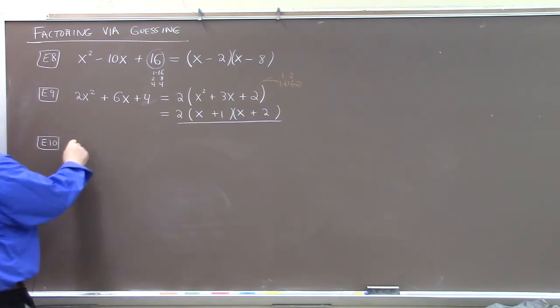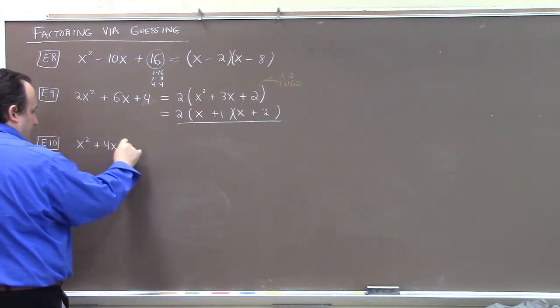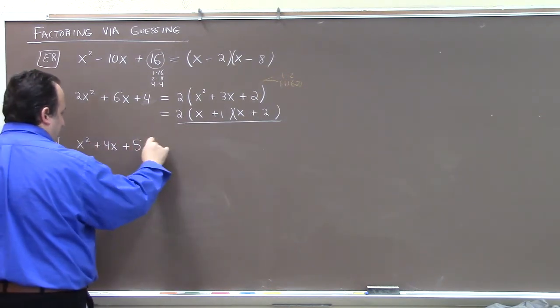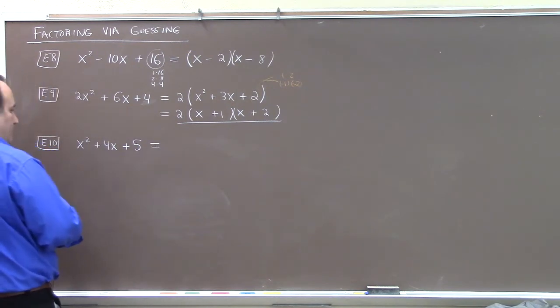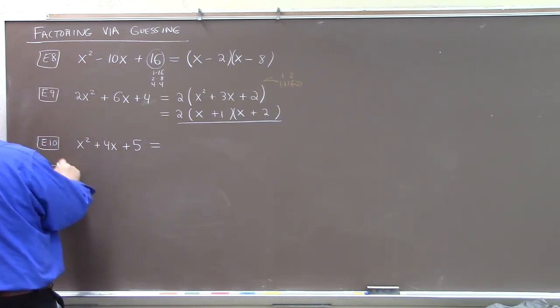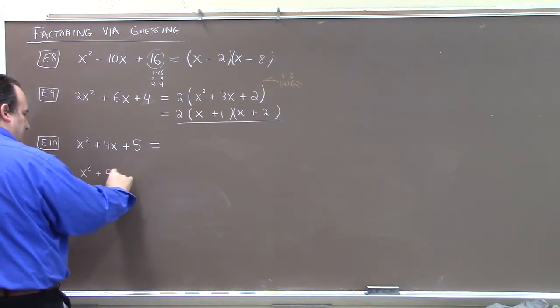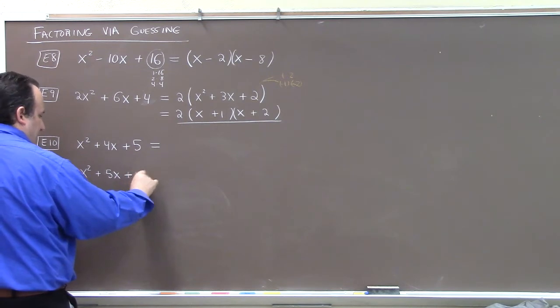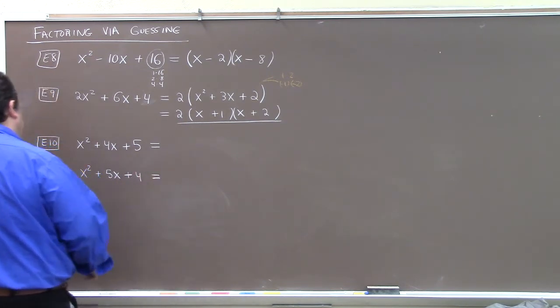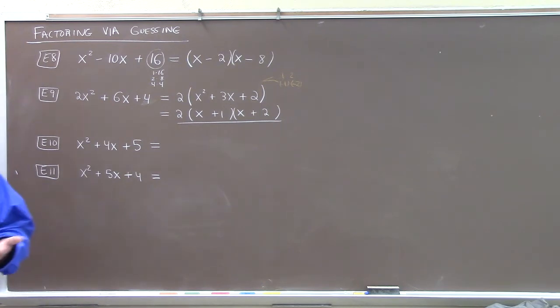Oh, I don't know. X squared plus 4x plus 5. Example 11. X squared plus 5x plus 4. I mean, if you can solve example 10, you ought to be able to solve example 11. It's the same problem, just 4 and 5 flipped around. These can't be that different, can they?